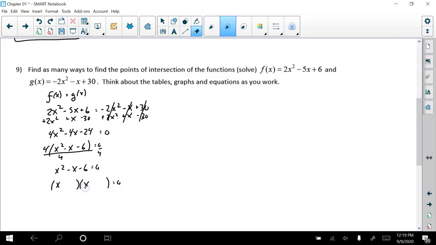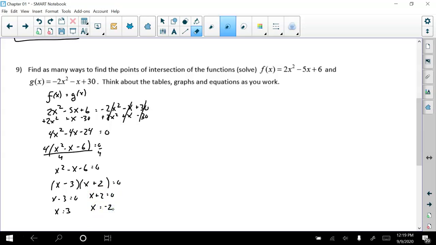X and x. And now think about what numbers multiply to negative 6 and add to negative 1. Well, that would be a negative 3 and a positive 2. So x minus 3 equals 0, so you get x equals 3. x plus 2 equals 0, so x equals negative 2.